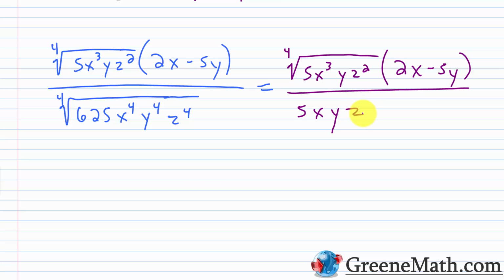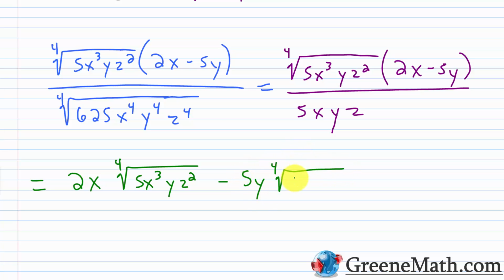Now I can go through and I can distribute this to each term if you want, but it's not really necessary because this is as simple as we can really make it. But for the sake of completeness, we will clear these parentheses. So we'll say we have 2x times the fourth root of 5x cubed yz squared. Then minus, you're going to have 5y times the fourth root of 5x cubed yz squared. Then this is all going to be over that 5xyz.